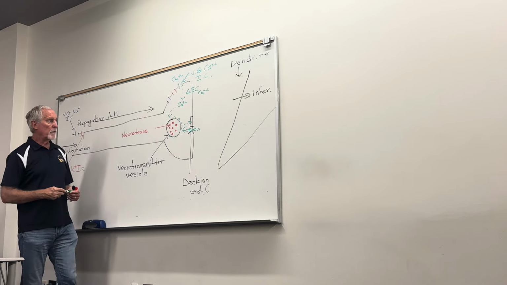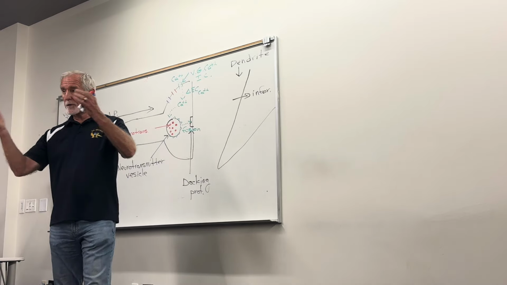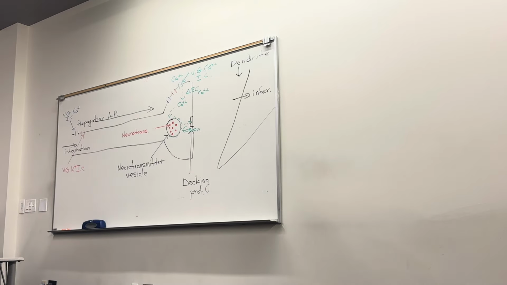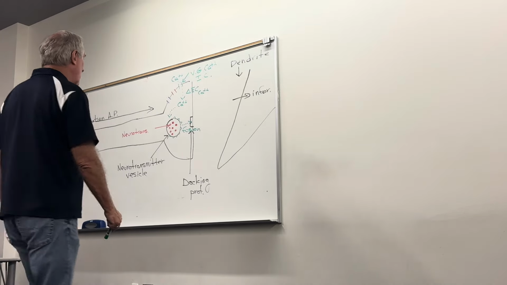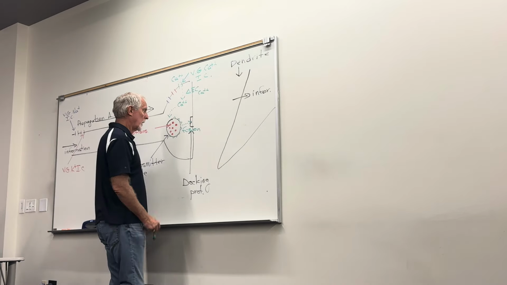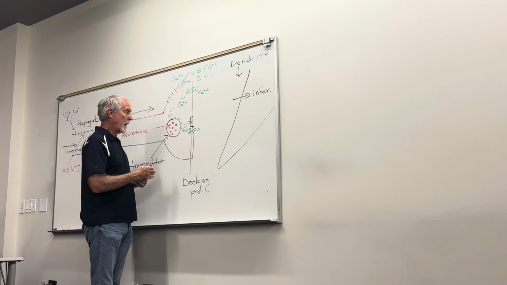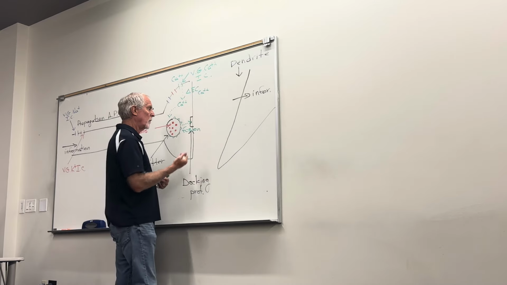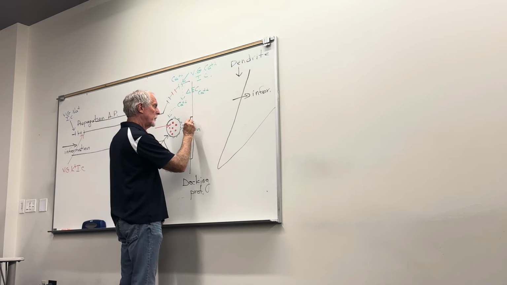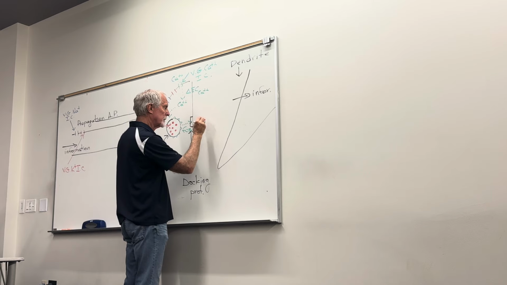And when that happens, the membrane of the vesicle, since it's a phospholipid bilayer, joins into or becomes part of the phospholipid bilayer of the membrane of the axon terminal. And that allows it to release its chemical messenger out into this gap, this space.